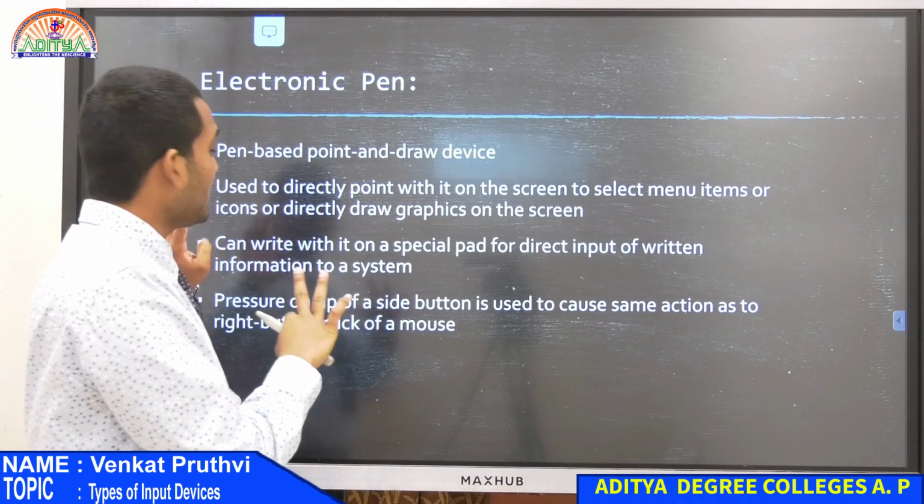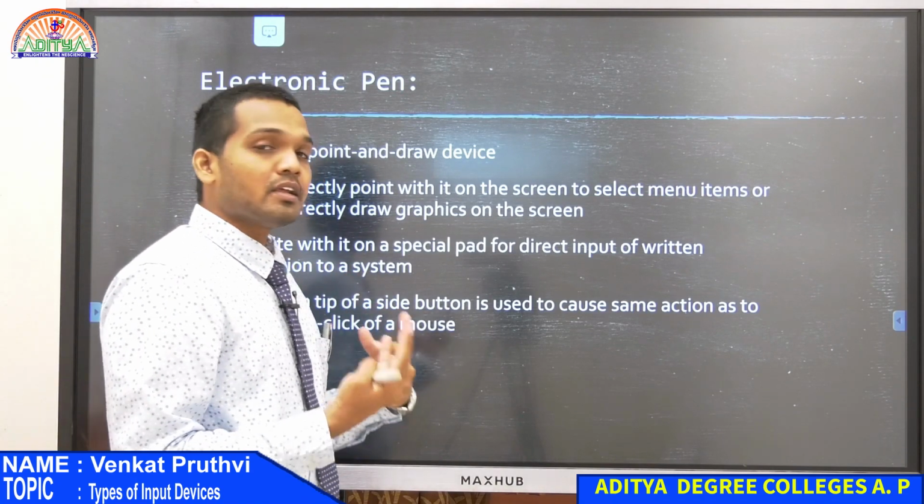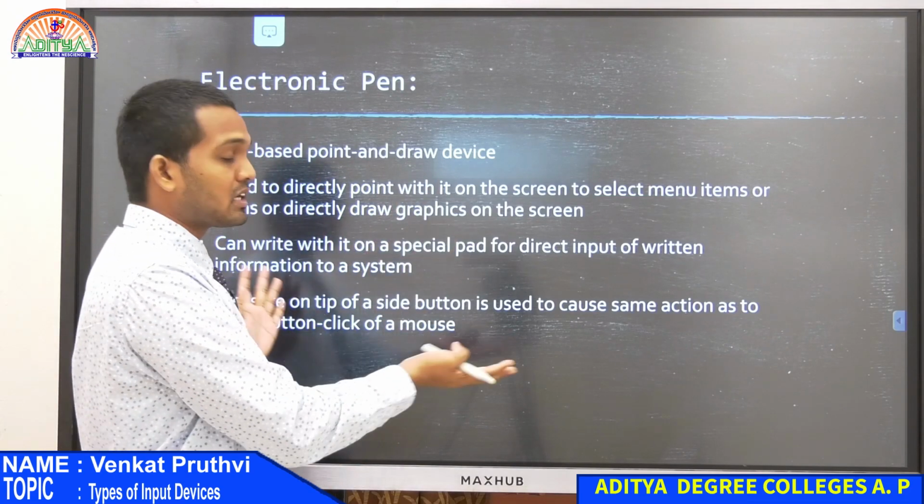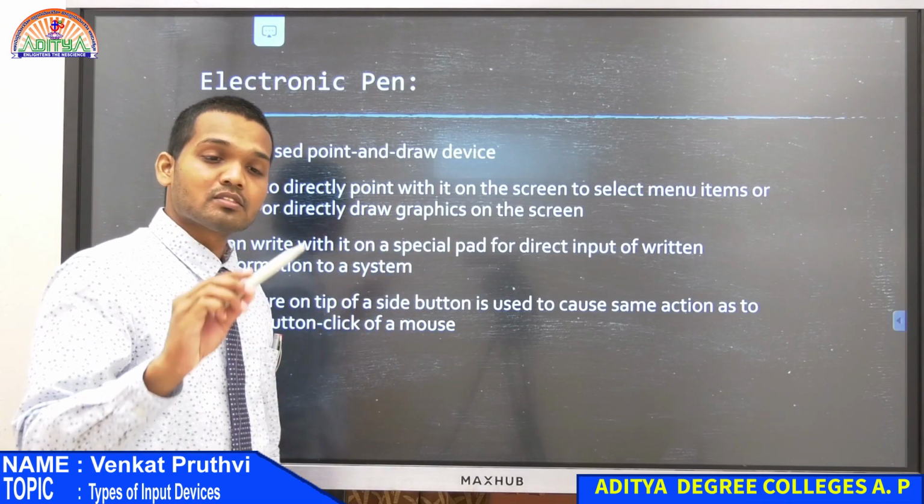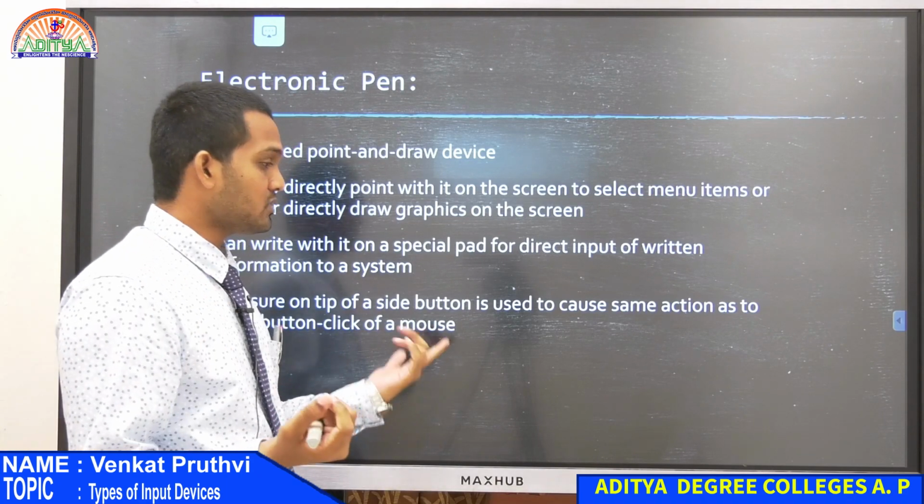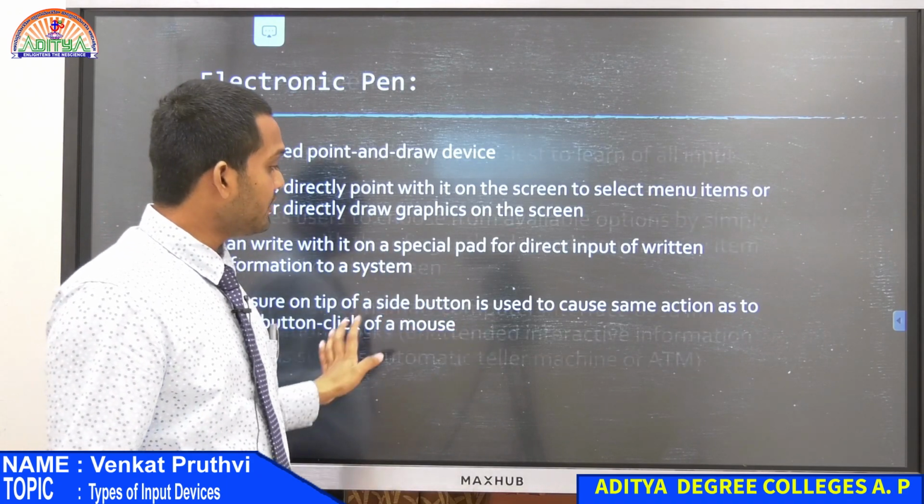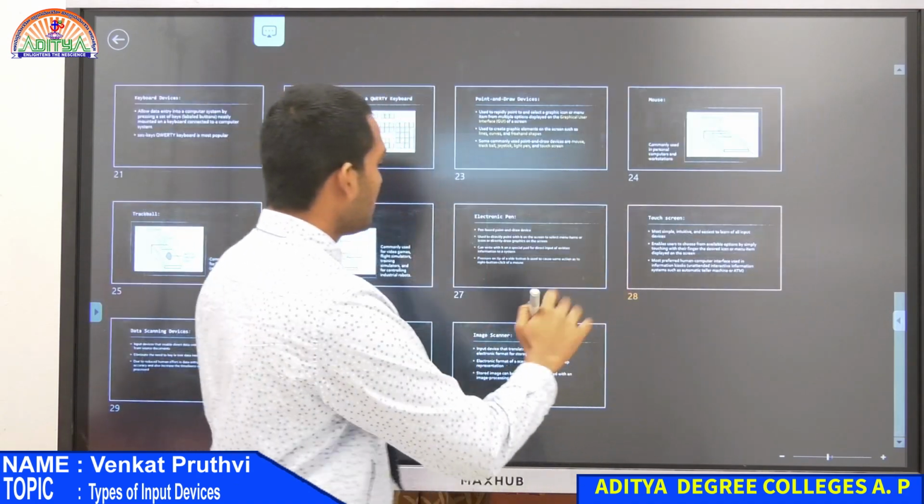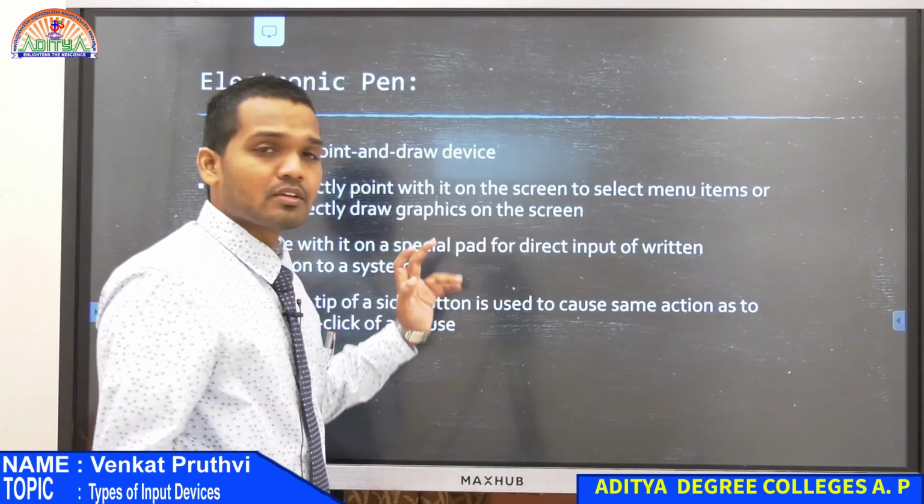That is how the electronic pens used to work. Later, with so much technology evolution and big touch screens nowadays, this need not be an electronic pen also. Just with your finger, any device or whatever it is, they are able to do the thing for us.